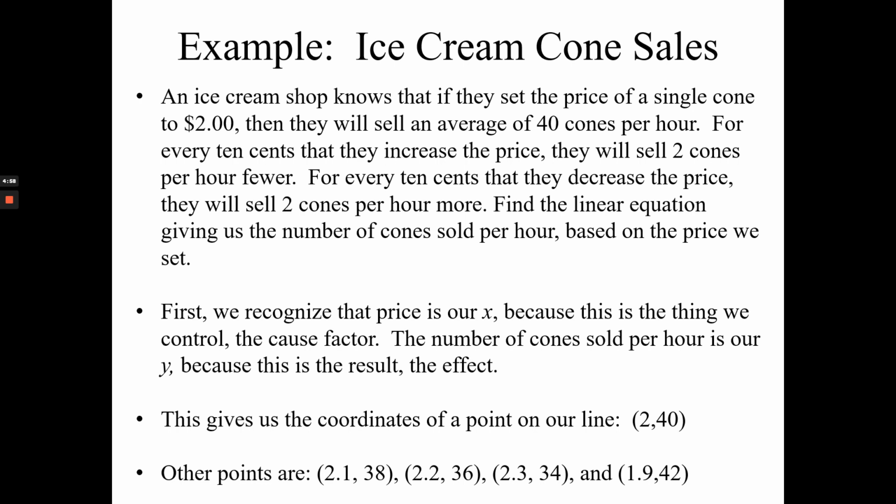First, we've got to sort out what's x and y. X, in this case, is our price. That's the thing we control. This is the cause factor. The number of cones sold per hour, that's y, because that's the result. That's the effect. And that's the thing that results from all this.